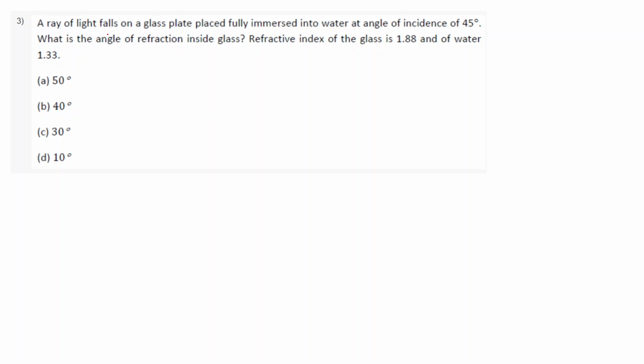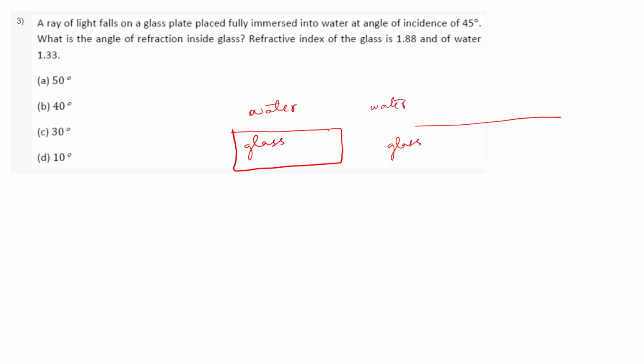Next question is, a ray of light falls on a glass plate placed fully immersed in water. We have a glass plate which is fully immersed in water, means on this side if I have glass, on the opposite side we have water. This is the situation. A ray of light falls on the glass plate. Now just let's talk about this interface. One side we have glass, on the other side water, and we are just focusing on the interface where the light will be incident and refract.